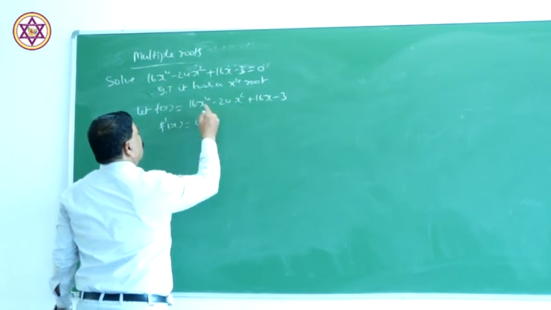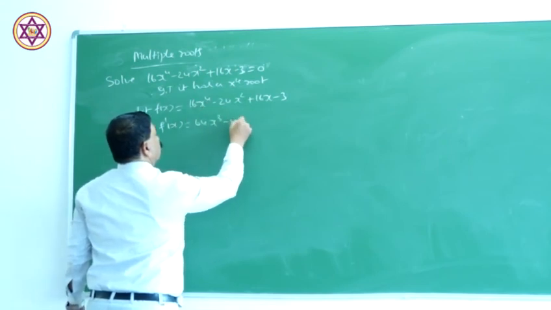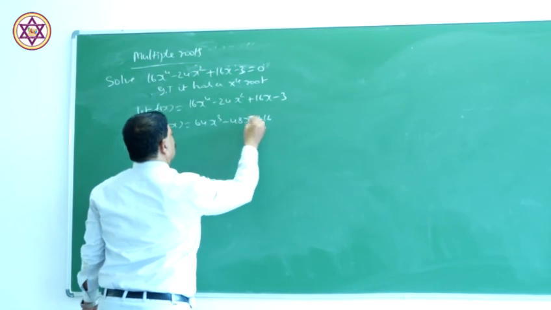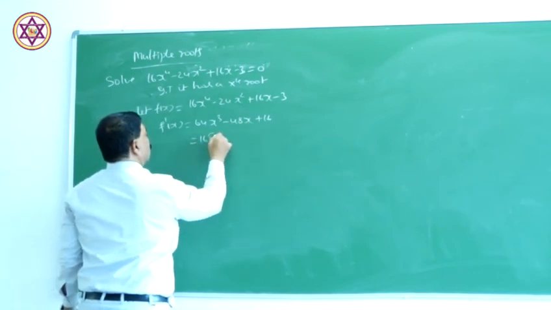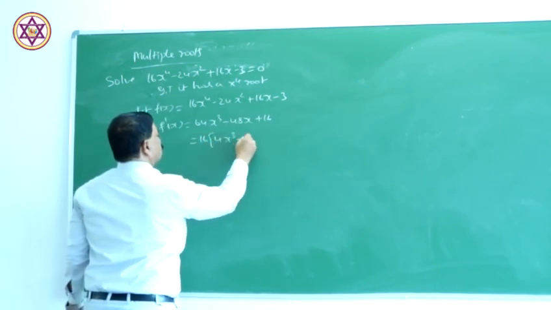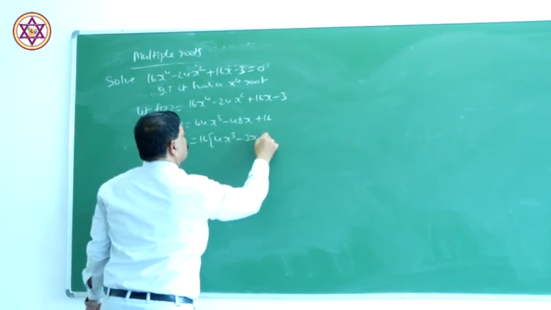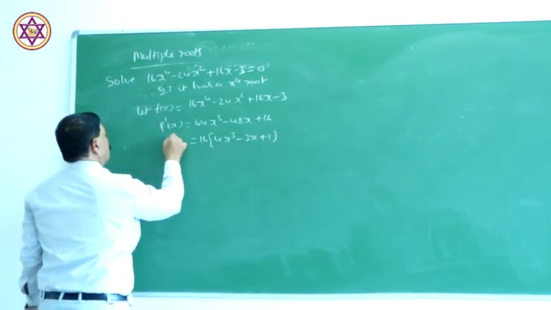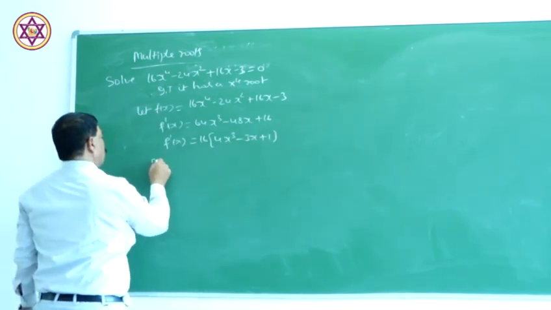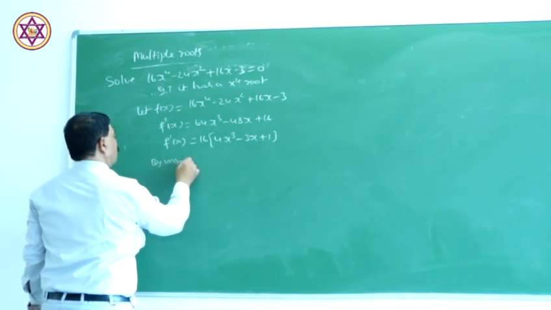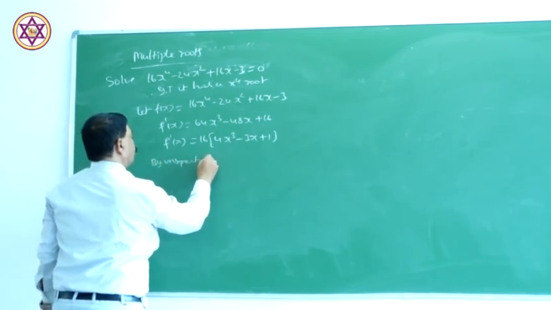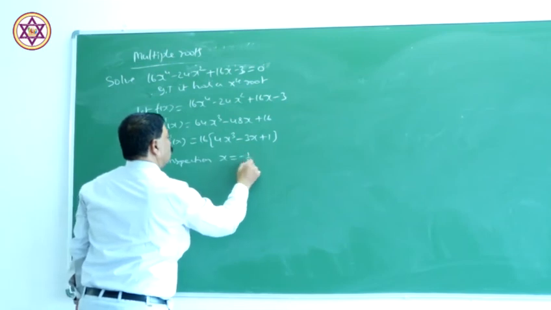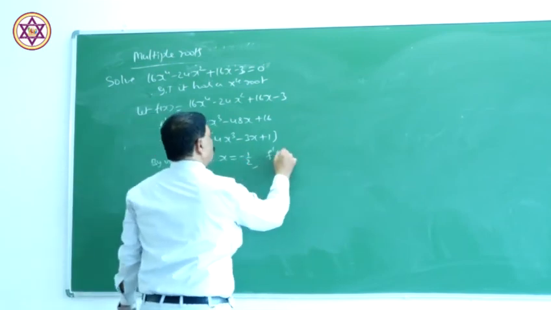Differentiate 64x³ − 48x + 16. I am taking 16 common, so 4x³ − 3x + 1. By inspection, x is equal to minus half. So you have f dash of half.